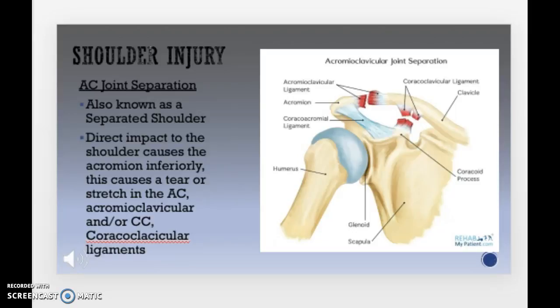So direct impact to the shoulder causes the acromion bone, as you can see here in this photo, to move inferiorly, which causes a tear or stretch in both or one of the AC ligament or the CC ligament.